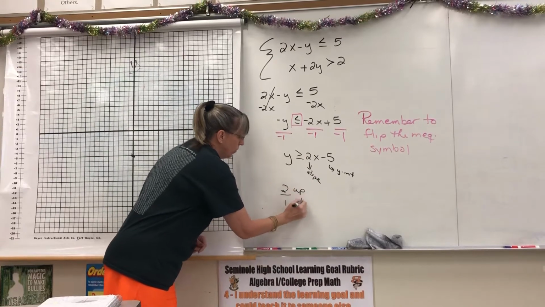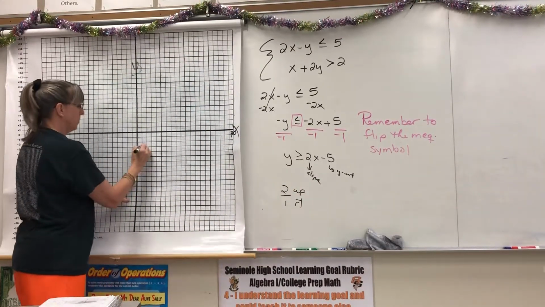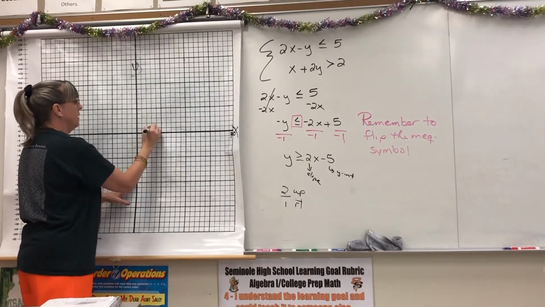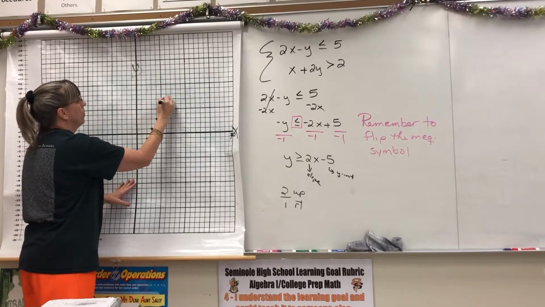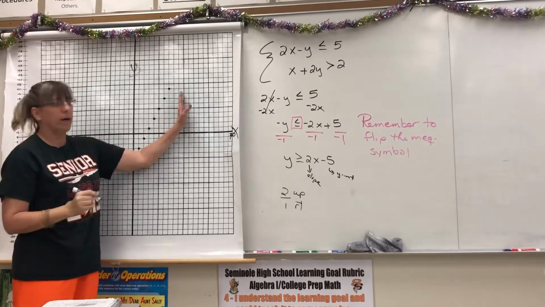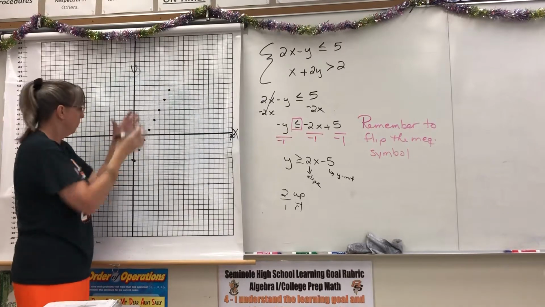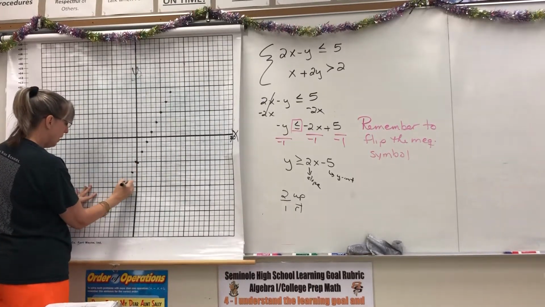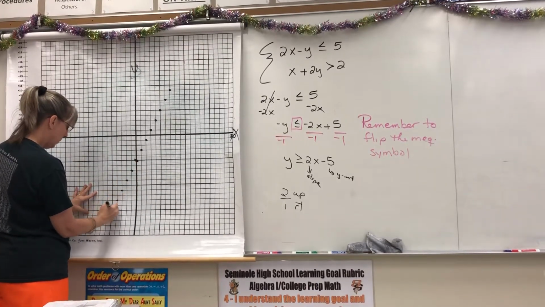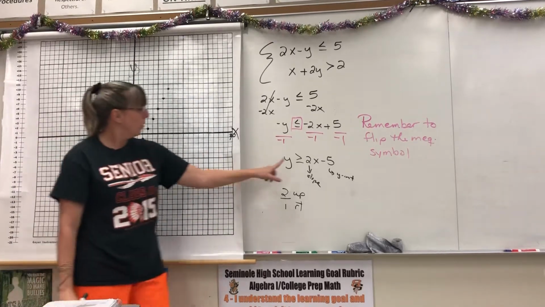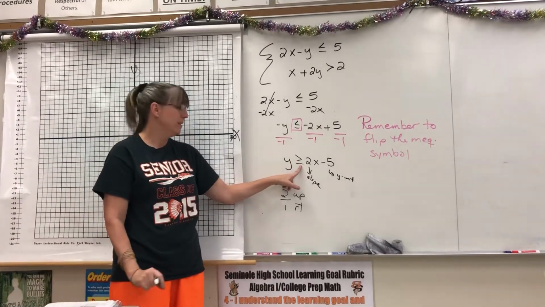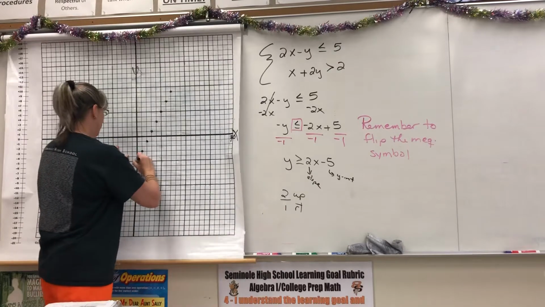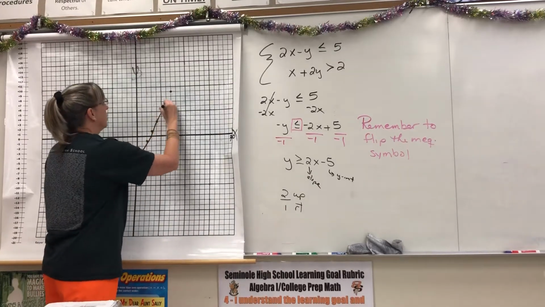Up 2, right 1. And I'm going to go all the way to the end of my graph because I don't know where they're going to overlap. Okay, go all the way down. And I go back. I have a solid line. That means it's included. Or I have an equal sign. That means it's included.